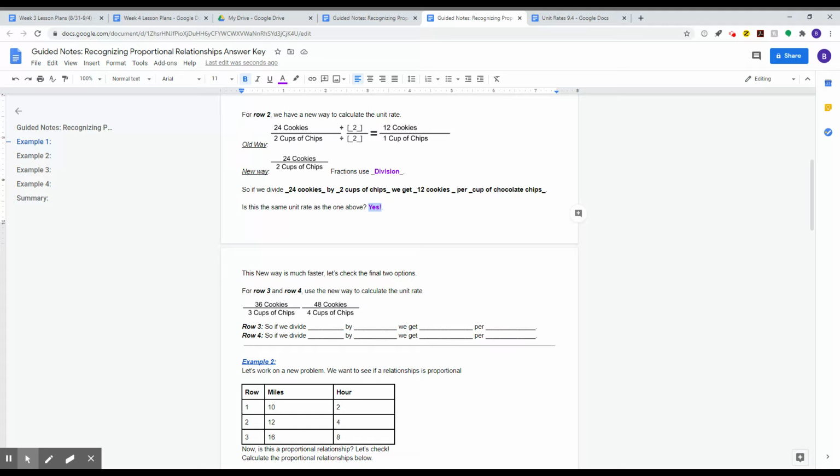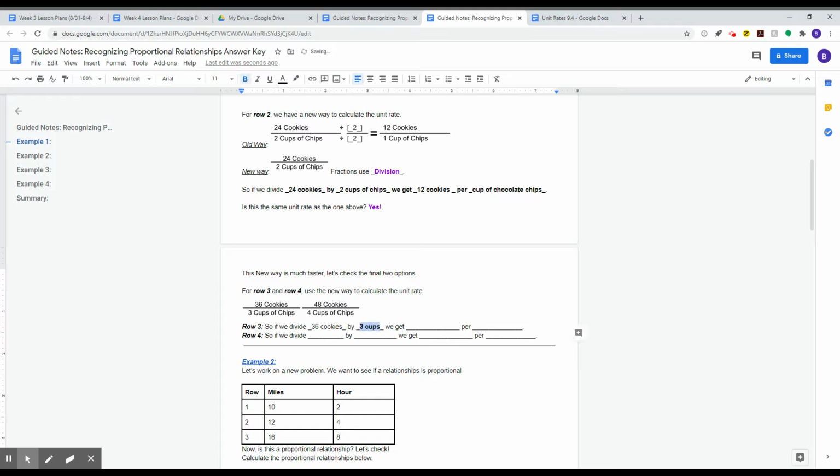Getting distracted here. For row 3 and row 4, we're going to do the exact same thing. We're going to use the new way. So if we divide, what do we have here? 36 cookies by, and I'm just going to write this really shorthand. Instead of 3 cups of chips, I'm going to write 3 cups. Instead of cups of chips, I'm just writing cups because it's easier. And we know what we're talking about here.